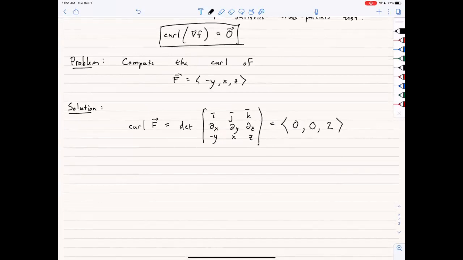Some of the vector fields will have more complicated functions, but the derivatives are not any harder. It's just taking partial derivatives.